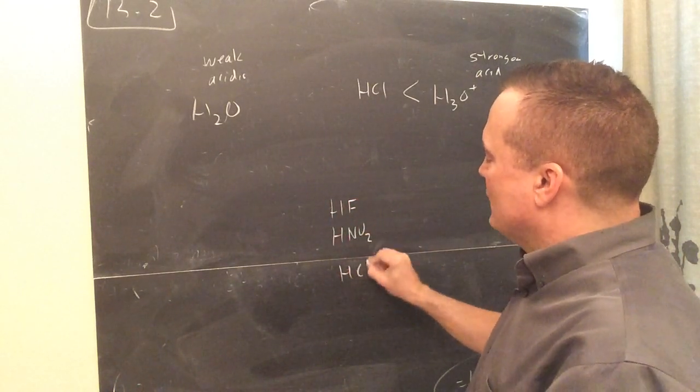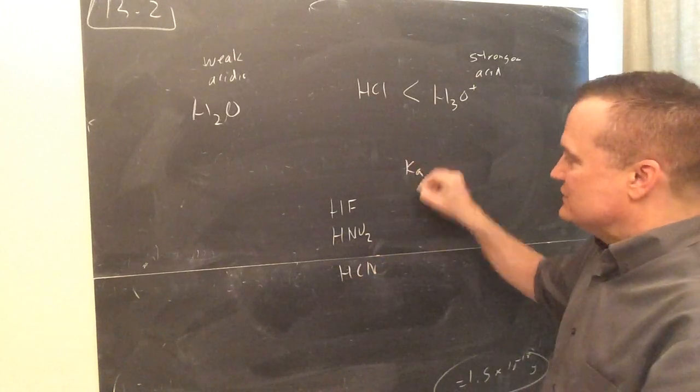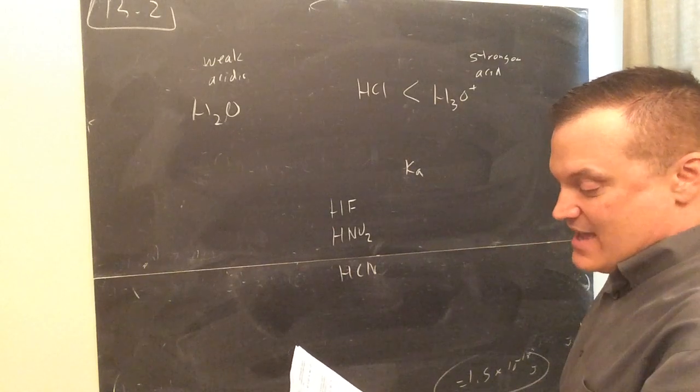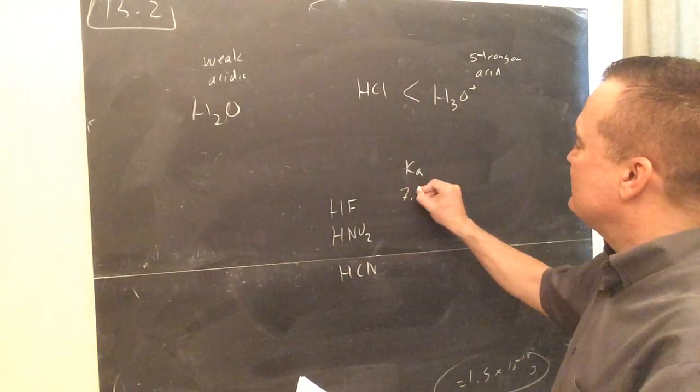And so now I'm going to look at their Ka values to do this part. And this is more like the part that I see on AP that they ask you about. HF, 7.2 times 10 to the negative 4.